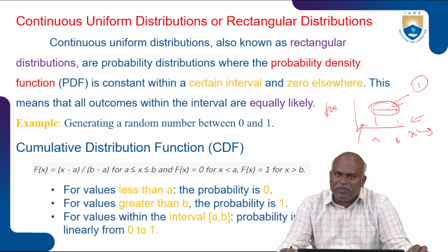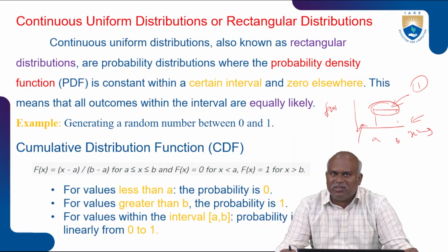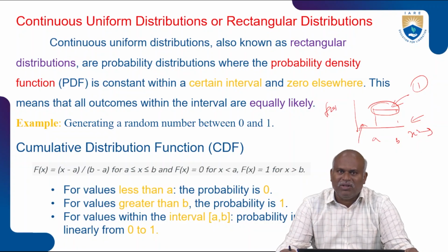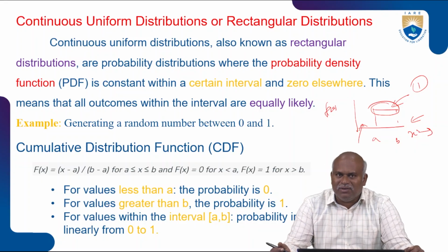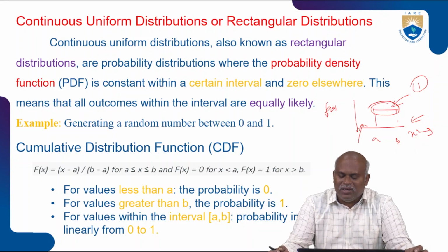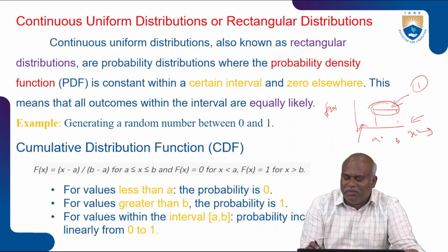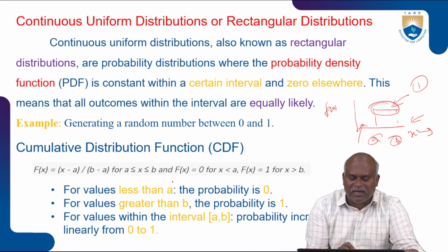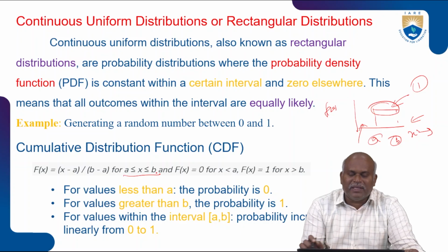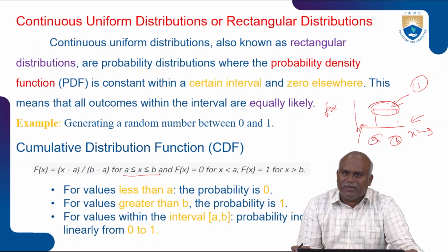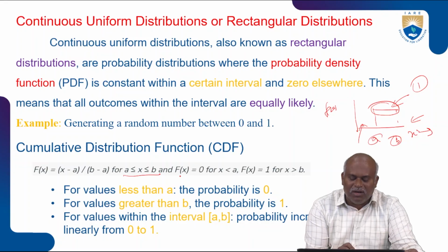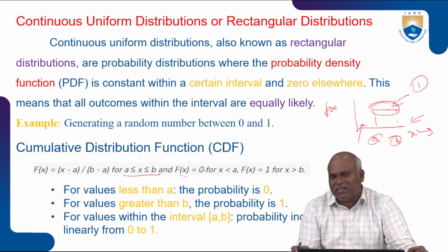The cumulative distribution function of the continuous uniform distribution is F of x equal to (x minus a) divided by (b minus a). This one we studied for the characteristics. Where the minimum and maximum happen, that's what I write here: the interval a less than or equal to x less than or equal to b. The remaining portion is represented as probability density function 0.